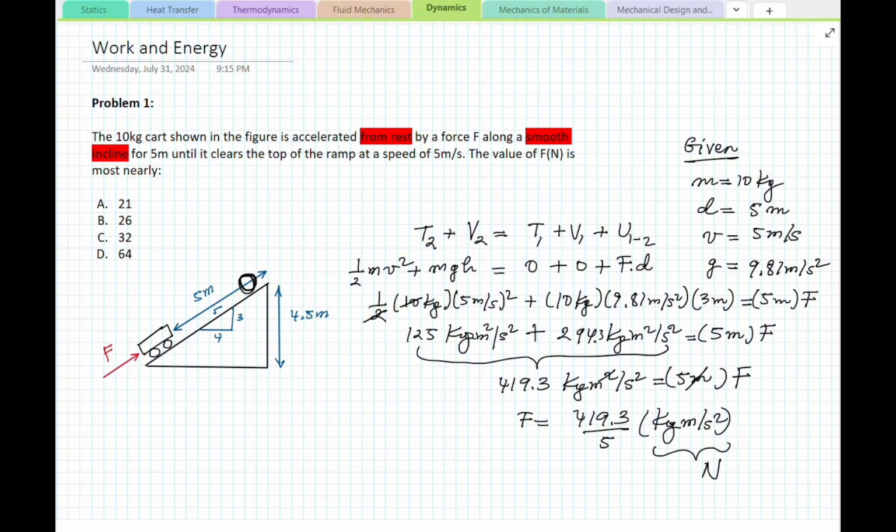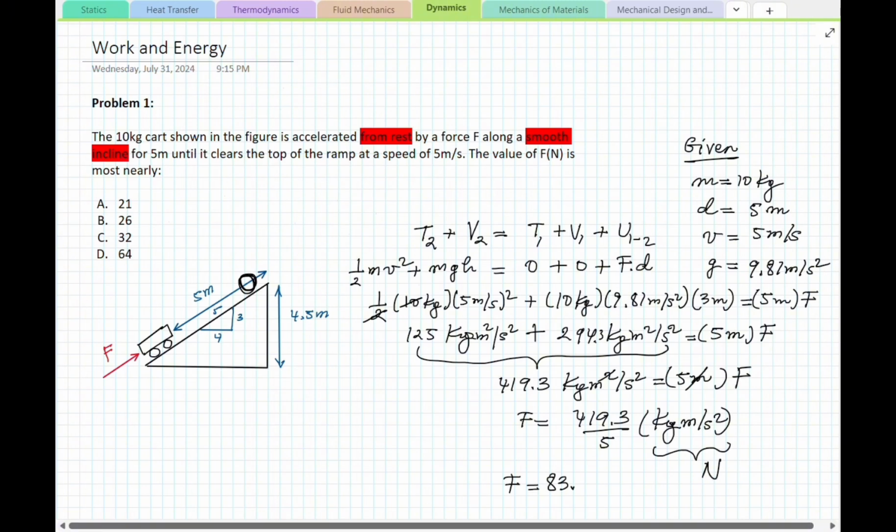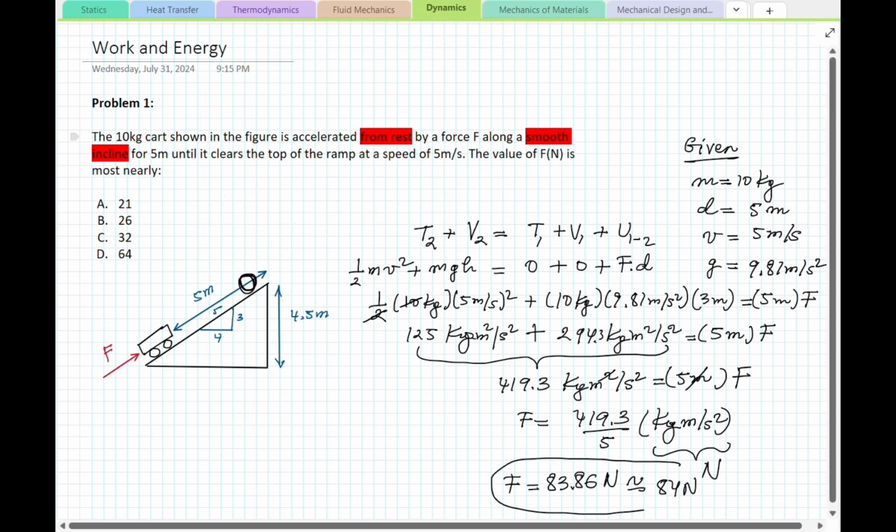So plugging this number in the calculator, 419.3 divided by 5 gives us 83.86 Newton, which is equivalent to 84 Newton. And looking at our proposed answers, this should have been answer D. I meant to put 84 there rather than 64.